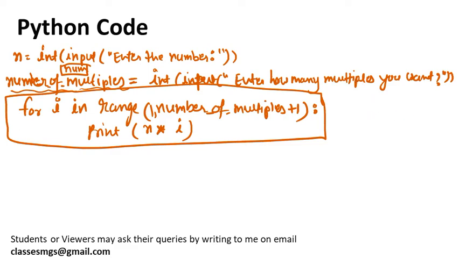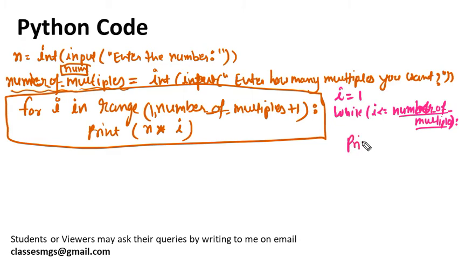Now same thing you can do using a while loop. So let me show you. While loop you want, then you need to create i equals to 1, and then while i is less than equals to number of multiples. I have taken a little bigger name, that's why you might feel uncomfortable. Less than equals to number of multiples, this is a variable name actually, okay. Now you can print the same way n star i, and don't forget to increment the i by 1 each time, okay.